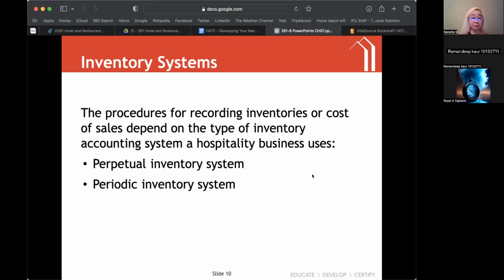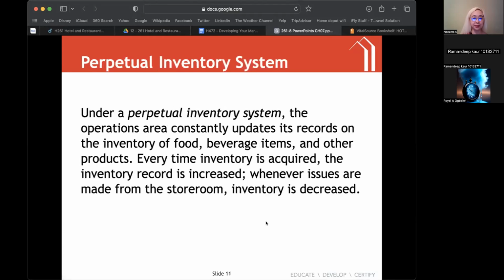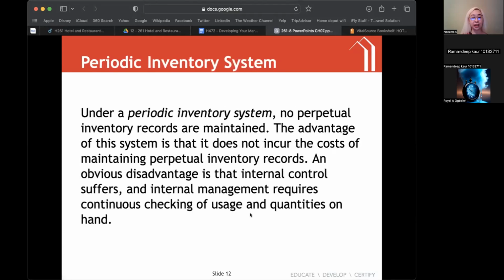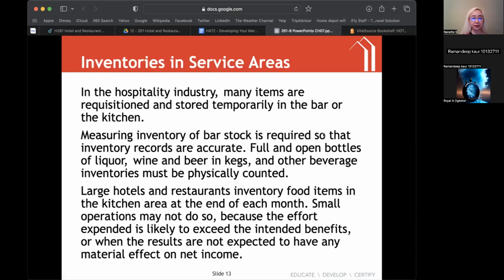So we've talked about periodic and perpetual inventory systems, and we have differentiated the two. So we'll skip that. Let's talk about inventories. Royal, please read this slide.